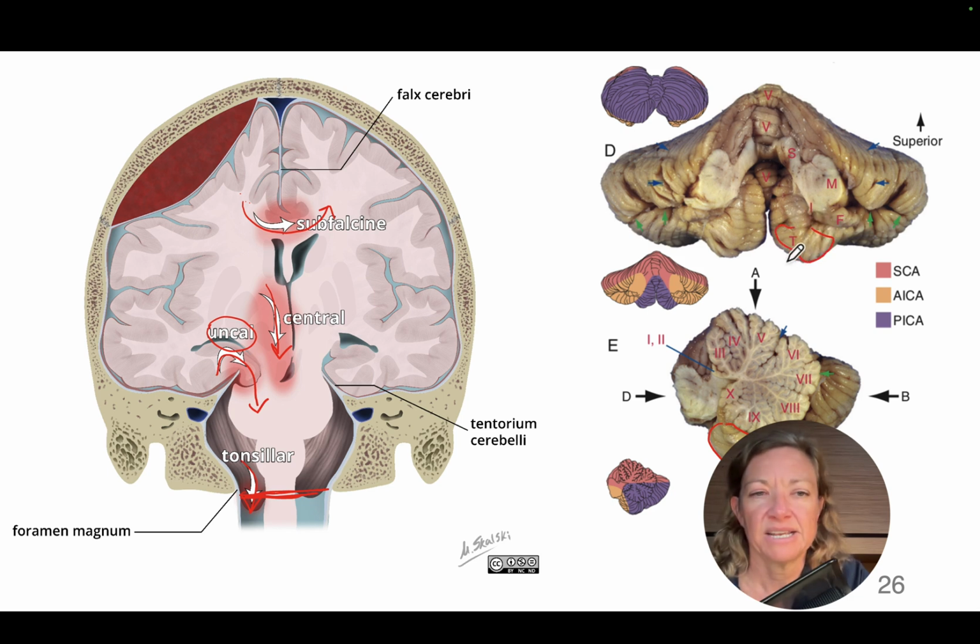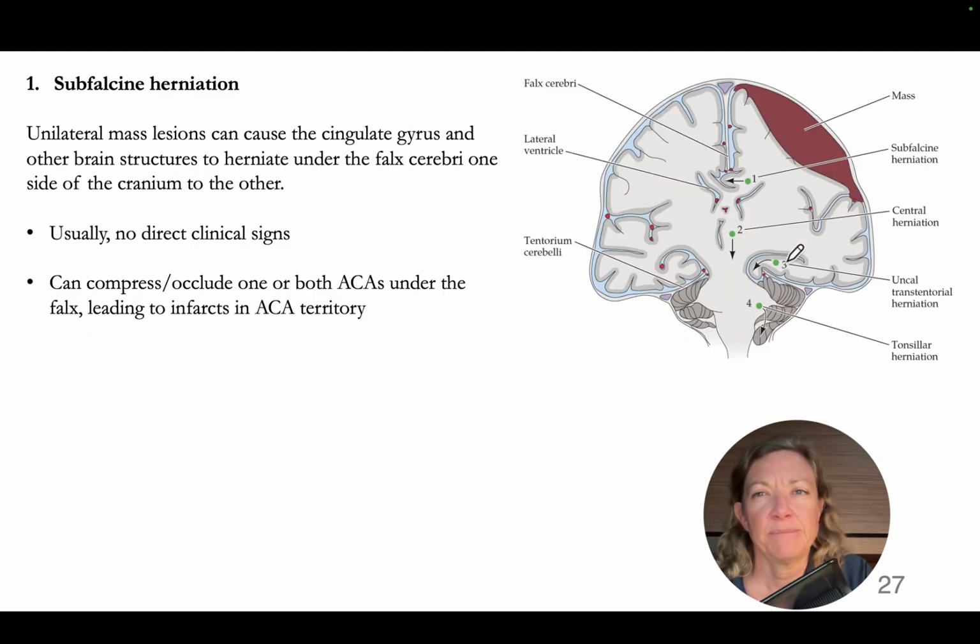So the uncus and the tonsil just happen to be the leading anatomical structures in these 2 types of herniation. So the first type of herniation, and typically the least clinically severe, although it can have clinical consequences, is a subfalcine herniation. And again, this is a unilateral mass causing brain structures to herniate from one side of the falx to the other. Often there's no clinical signs of a subfalcine herniation, so you could see it on imaging before there's any clinical presentation in front of you.